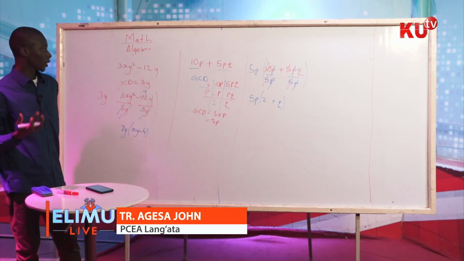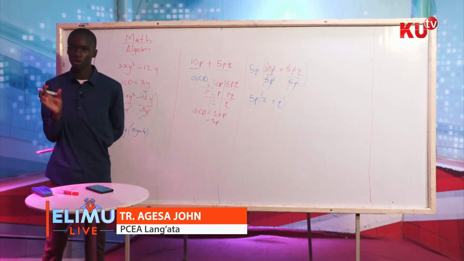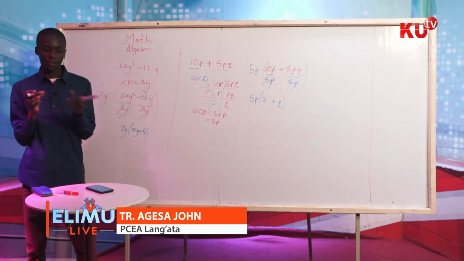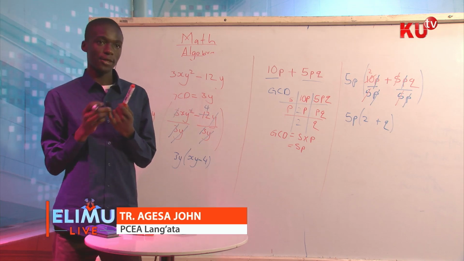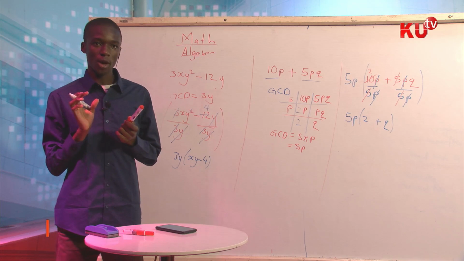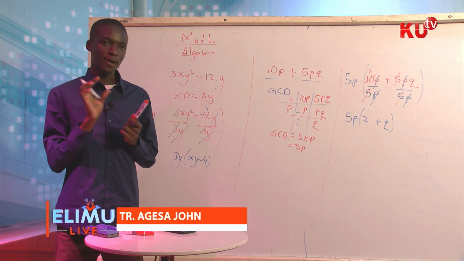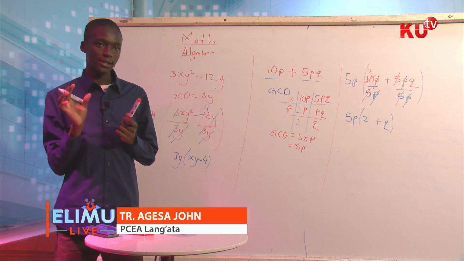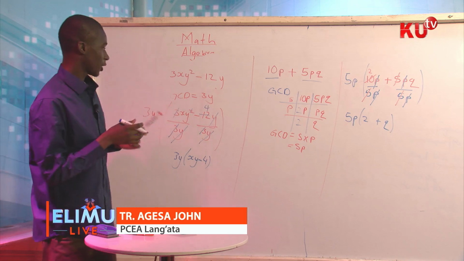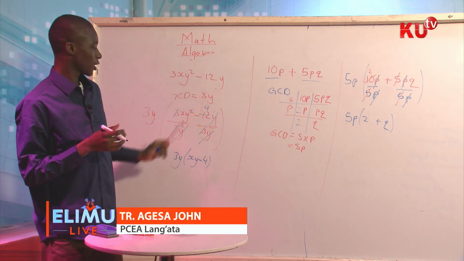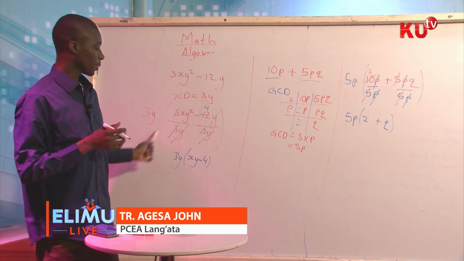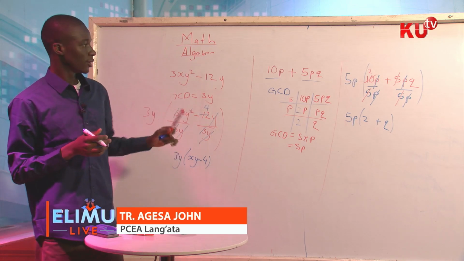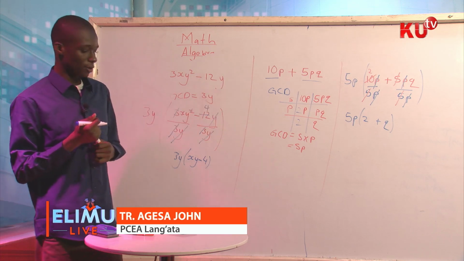So basically what we are doing when factorizing an algebraic expression, first of all, if it's an expression with two terms, you're going to get the GCD of the terms in that expression. Once you've obtained the GCD, you divide everything by the GCD. So you divide all the two terms by the GCD, and you also multiply everything by the GCD. Basically, that's what we've been doing here.